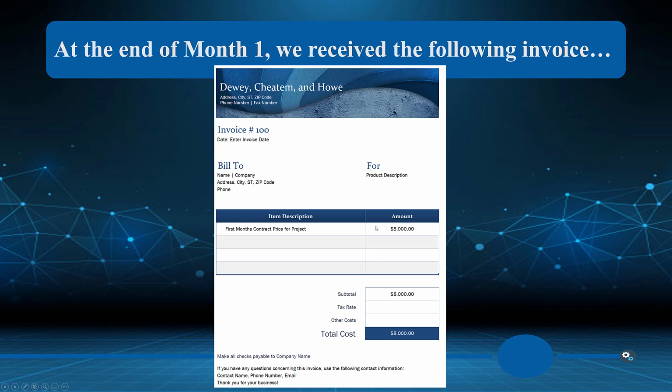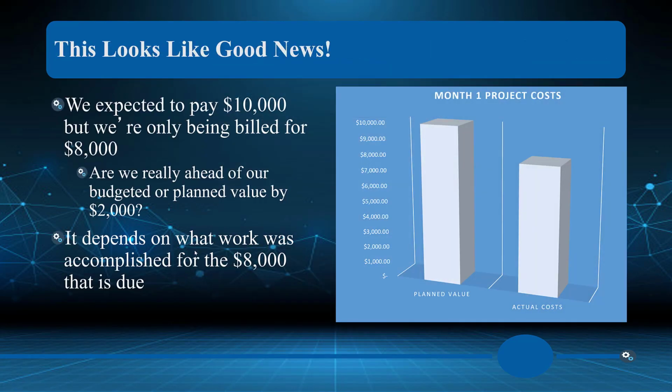We would know that only 4 tasks were completed if, in fact, that's what we were told. So we expected to pay $10,000, but we were only being billed for $8,000. Are we really ahead of our budgeted or planned value by $2,000? Okay, that's what we need to determine, and we determine that with that work breakdown structure. What actually has been done?